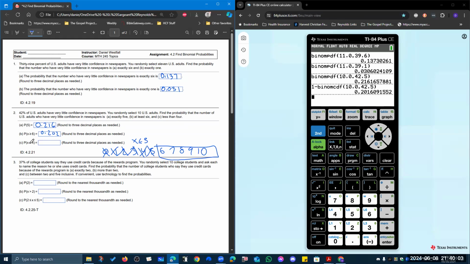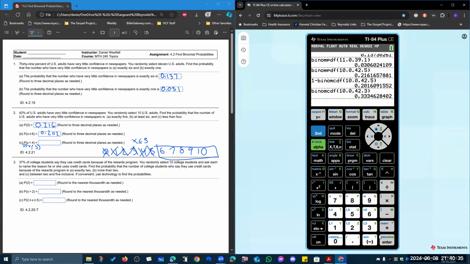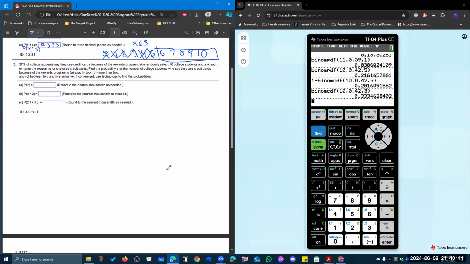And then it says strictly less than 4. Well, again, we can't do strictly less than. We have to do less than or equal to something. So the first number that's less than 4 that we can be equal to is 3. So we're going to change this statement to P X less than or equal to 3. Second distribution, binomial CDF. And we're going to change this to 3. And we have 0.333.